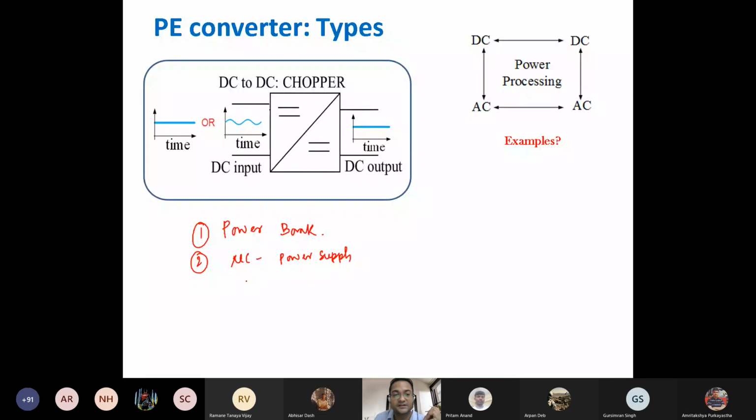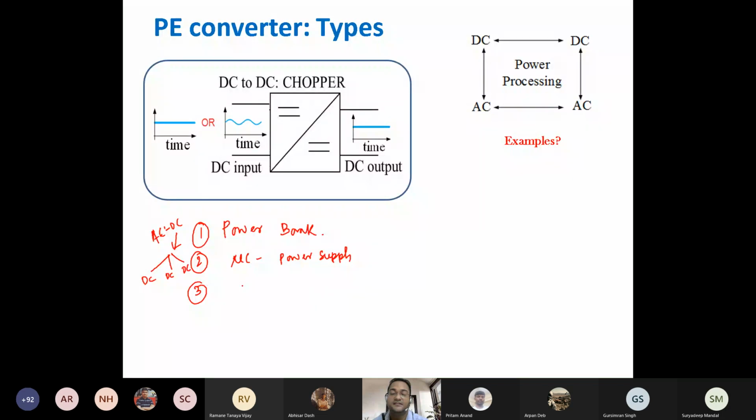Okay. Any other example? One of the emerging recent applications, or rather a different application. Okay. So high voltage. Exactly. We will discuss this. HVDC. Remember that. High voltage DC transmission.